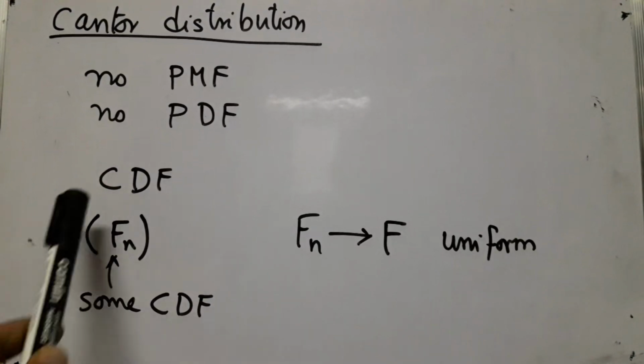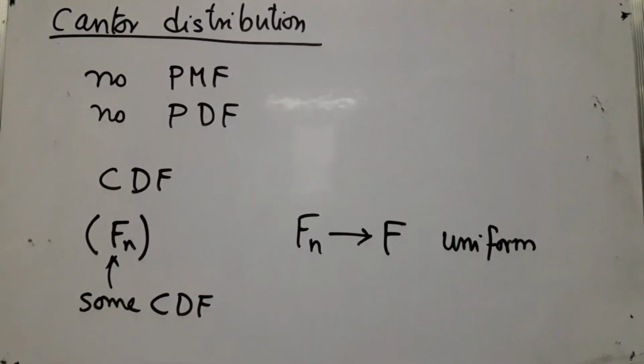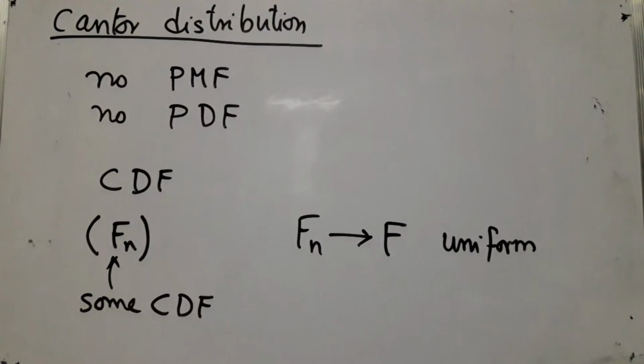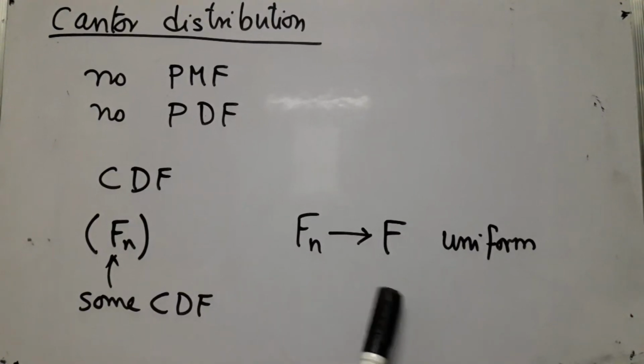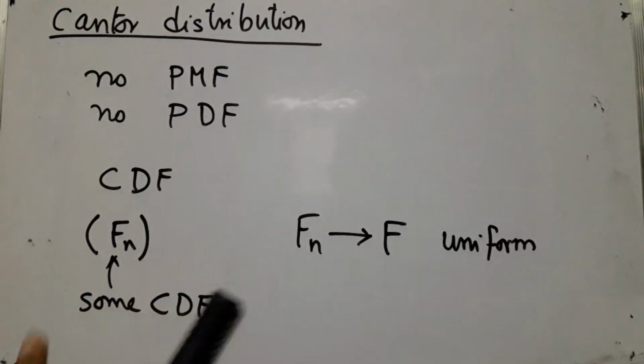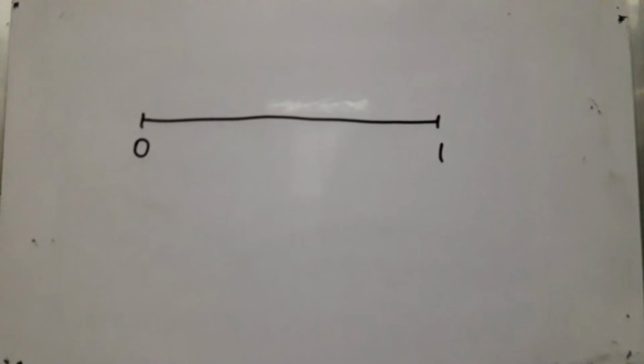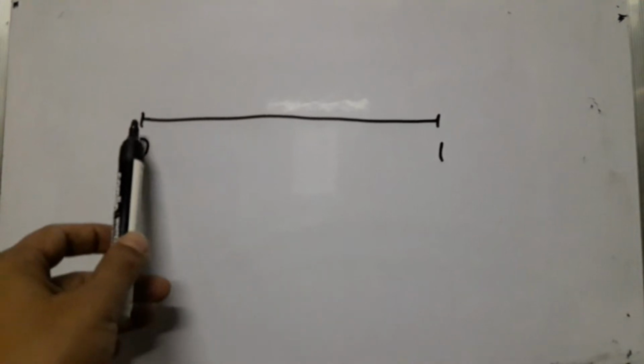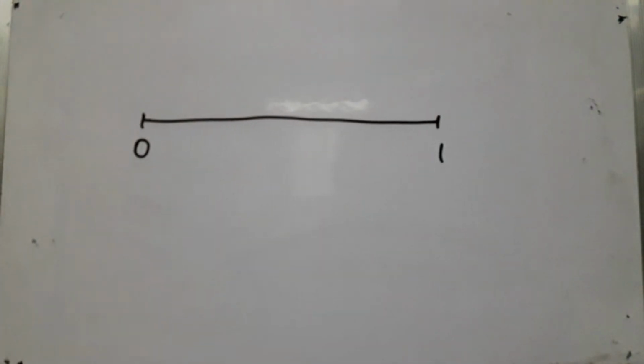So the way I am going to describe this distribution is pretty roundabout. First, think carefully about the entire process before we start doing it. Before we get into the mathematics, I will show the entire thing pictorially. To understand it pictorially, we shall start with the unit interval.